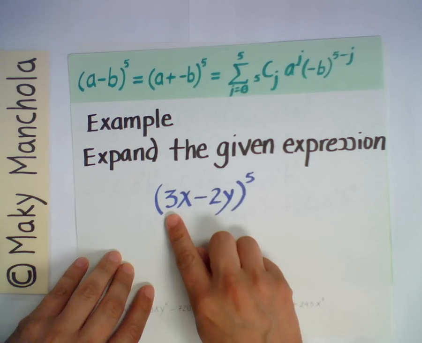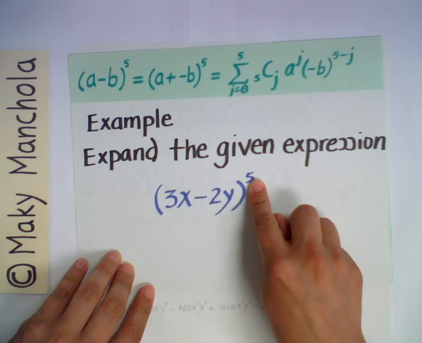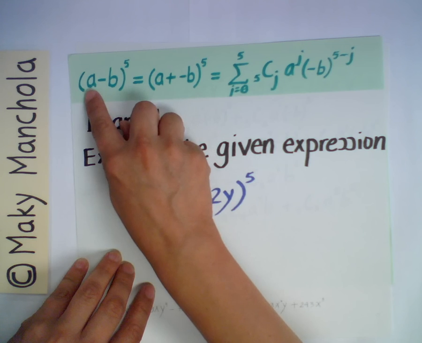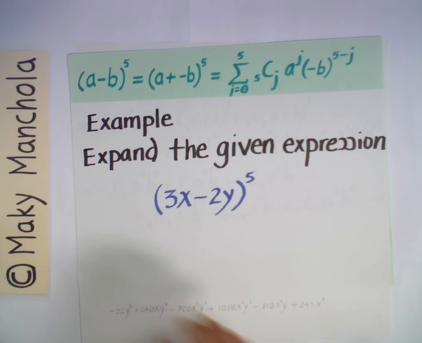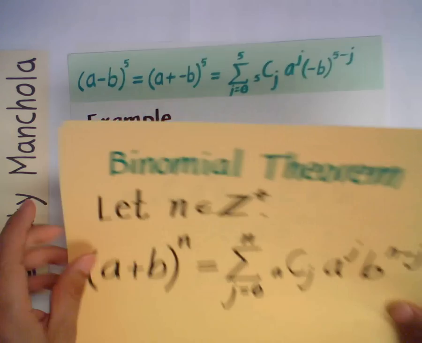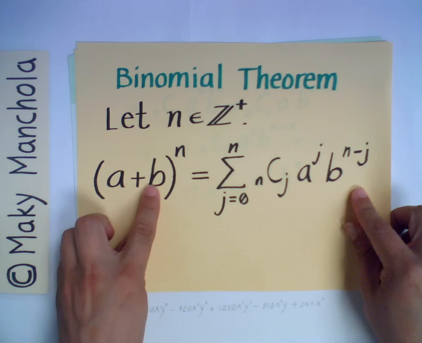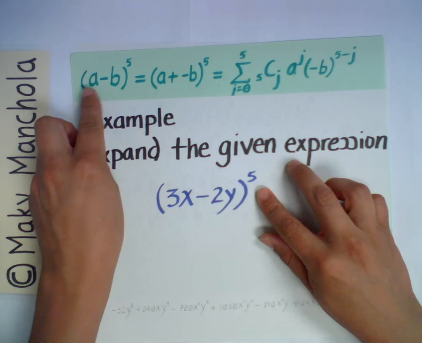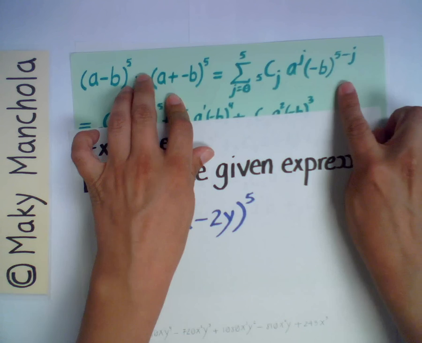We begin by noticing the form of our binomial to the power 5 is a minus b to the 5th. If we want to apply the formula that we have for the binomial theorem, the way we wrote it has a plus in between a and b. So the approach in this problem is to rewrite a minus b as a plus negative b, and then directly apply the formula.